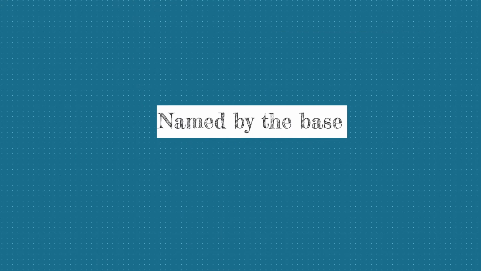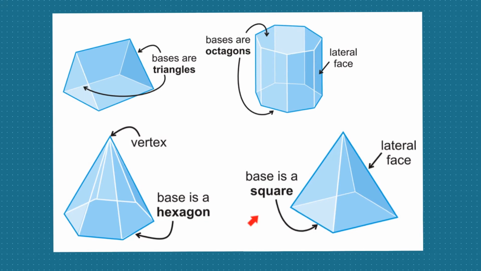So these three-dimensional shapes are always named by their base. So over here, if the base is a square, it is a square pyramid. Up top, bases are octagons, so I have an octagonal prism. Down on the bottom, hexagon is the base, that's a hexagonal pyramid. And over on the top left, the base kind of looks like a rectangle because that's what it's sitting on, but the base is actually a triangle because that's the shape that makes up the tower or the prism. So that is going to be a triangular prism.